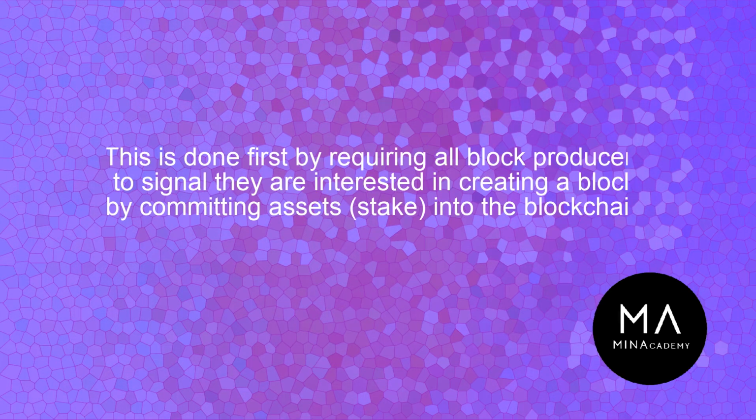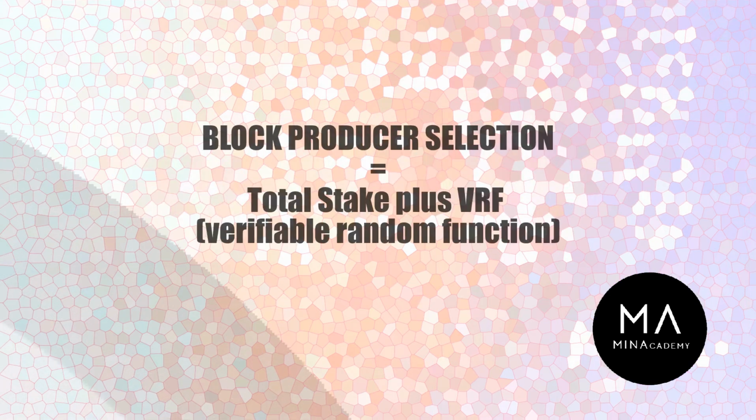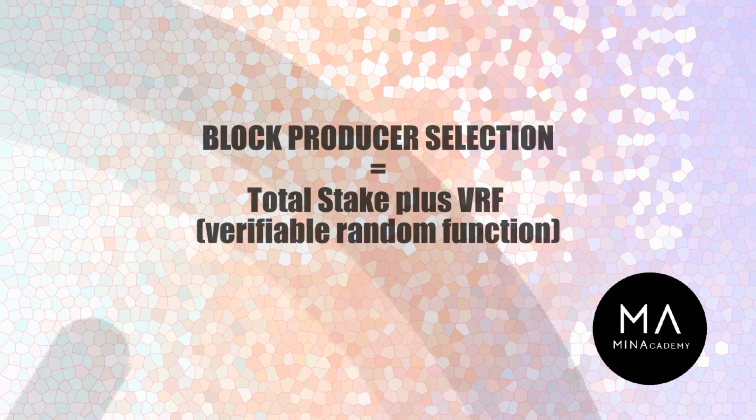This is done first by requiring all block producers to signal that they are interested in creating a block by committing assets into the blockchain. The stake then fairly selects the leader to add the next block based on their total staked amount plus a verifiable random function. This randomness enhances the security of the blockchain.